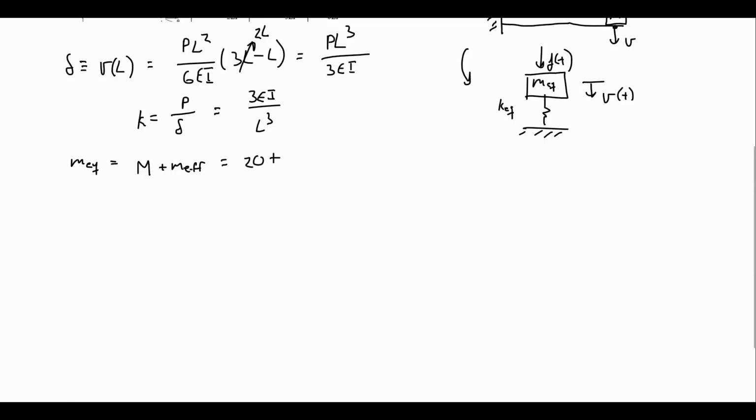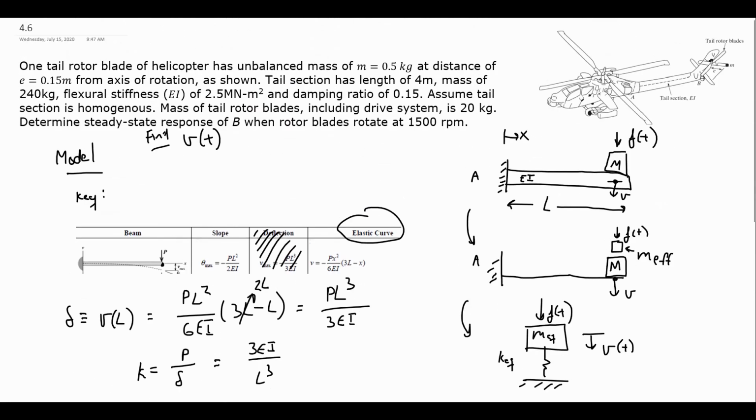Now, if we look at the total mass of the tail, it's 240 kilograms. So that's over 10 times as much as the point mass that's resting on it. So this is a case where going into it, probably the mass of the tail is going to have a big influence on the equivalent mass of our system because it is 10 times as massive as the load it's carrying. So let's go about finding the effective mass.